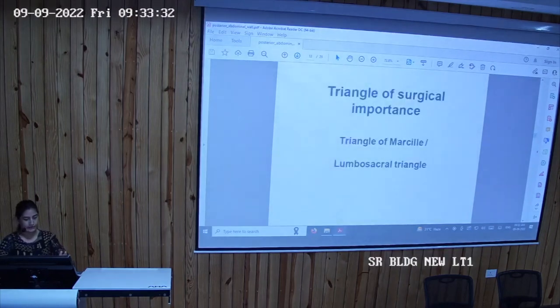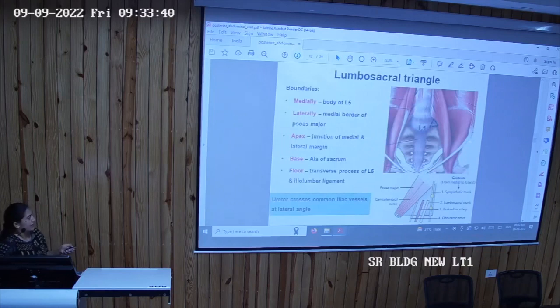Now there is a triangle, that is triangle of Marshall or lumbosacral triangle. So L5 is the level of this triangle. So what are the boundaries and what are the contents of the lumbosacral triangle? At the L5, the boundaries, medially it is bounded by the vertebral body of the L5 vertebra, laterally by the medial border of the psoas major. This is the psoas major muscle going down. So laterally it is formed by the medial border of the psoas major. Inferiorly this triangle is forming the border on the ala of the sacrum.